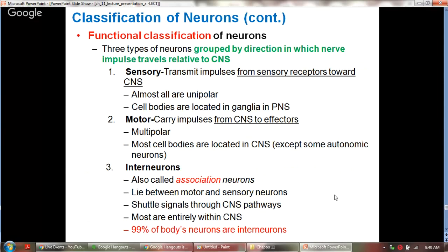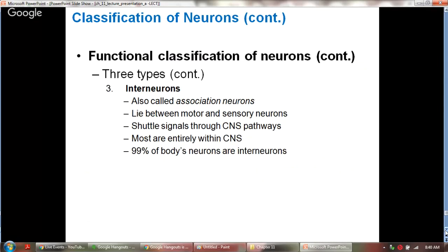The interneurons are also called association neurons. They lie between motor and sensory neurons. They shuttle signals through central nervous system pathways. Most are entirely within the central nervous system, and 99% of the body's neurons are interneurons. Further about the interneurons, they are also called association neurons, and that's the same thing we have discussed before.